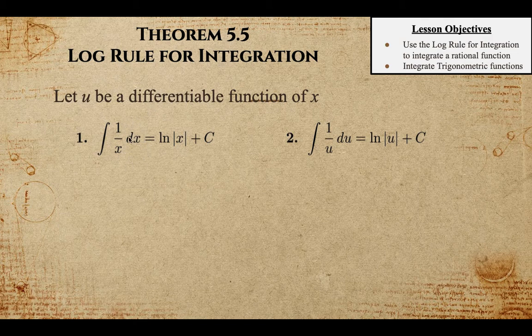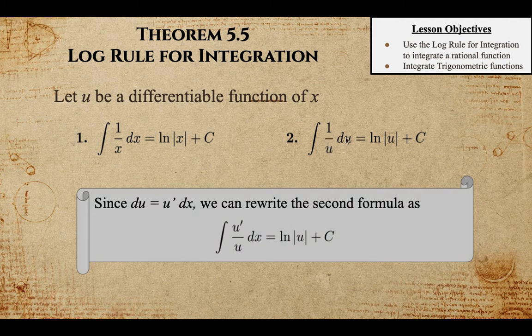So coming back to kind of where we left off, the integral of 1 over x dx is going to be the natural log of the absolute value of x plus c. And the integral of 1 over u du is going to be the natural log of the absolute value of u plus c. That's why we defined the natural log, in order to be able to integrate this 1 over x.